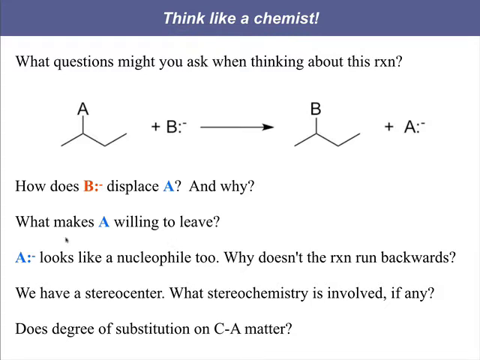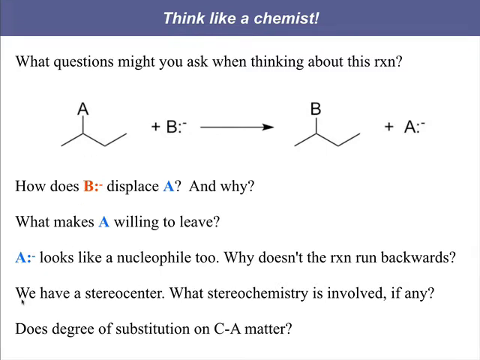Now, A minus, notice over here, A with a lone pair and a negative charge, looks like a nucleophile too. It looks just like B with a lone pair and a negative charge. So a good question to ask would be, does the reaction run backwards, or why doesn't the reaction run backwards? If A looks like a nucleophile, what's stopping A from displacing B and getting back to where we started?